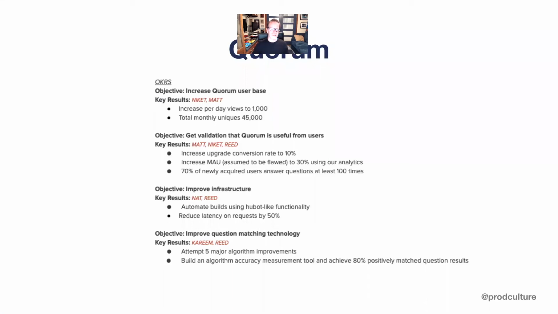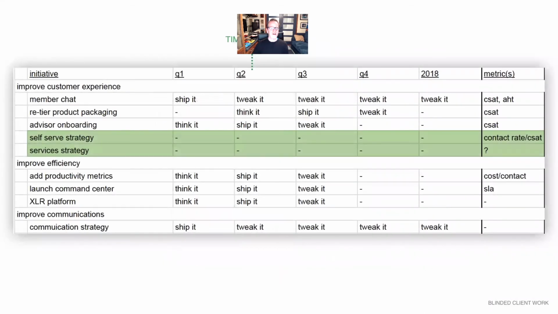Here's an OKRs driven roadmap from a company called Quorum, where they are listing out each of the objectives that they hope to meet in the upcoming quarter. And here's an internal one from a company that shall not be named that organizes things in terms of quarters and then all of a future year, but then also gives status on each one of the objectives in process. Improving the customer experience in a bunch of different areas gets a status of either ship it, tweak it, or think it. Think it is the first step. It comes even before ship it or tweak it.